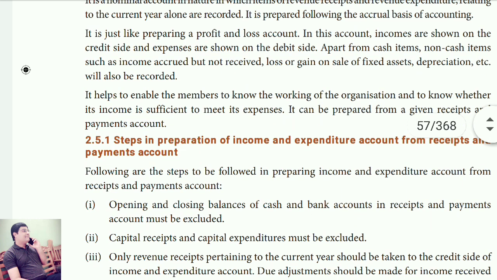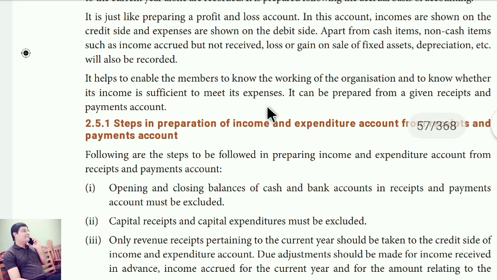Next, in this account, income is shown on the credit side and expenses are shown on the debit side because it is a nominal account. So that is the procedure. Debit all expenses and losses, credit all income and gains. Without the golden rules, you can't do the account properly. You must remember the golden rules while doing the accounts.